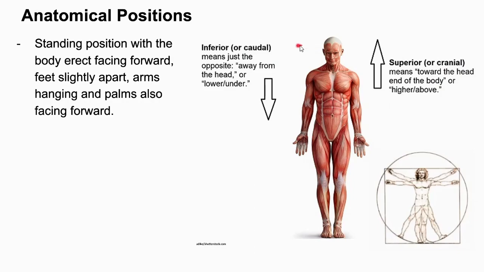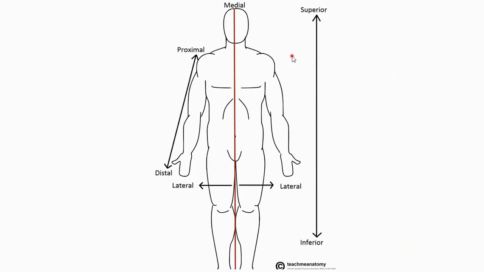We also have the part going to the legs below, which is called the caudal region or the inferior region, which means the opposite, away from the head, lower or under. So if we cut in between like that, that part going down is inferior, the part going above is superior. Okay, we can look at this diagram as well.